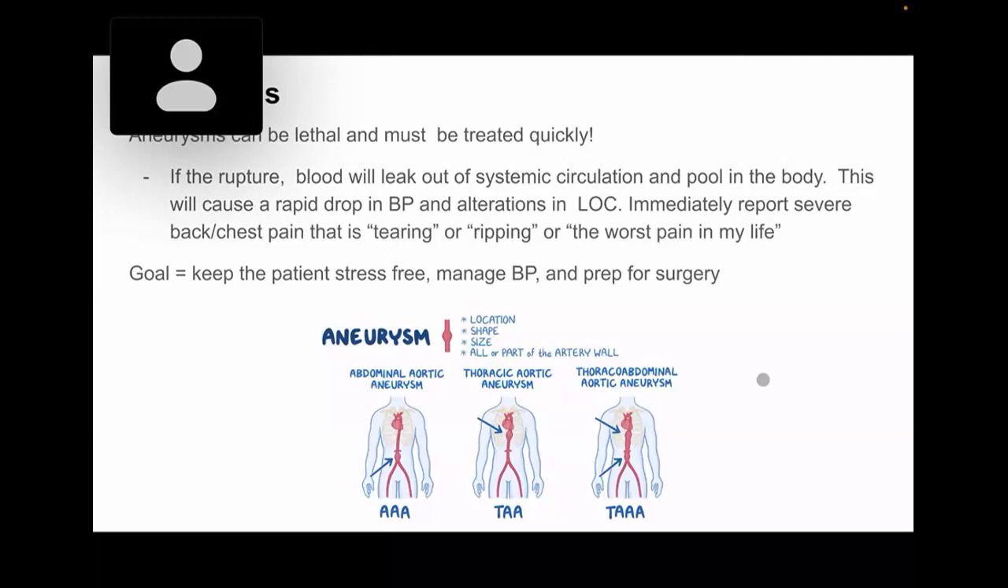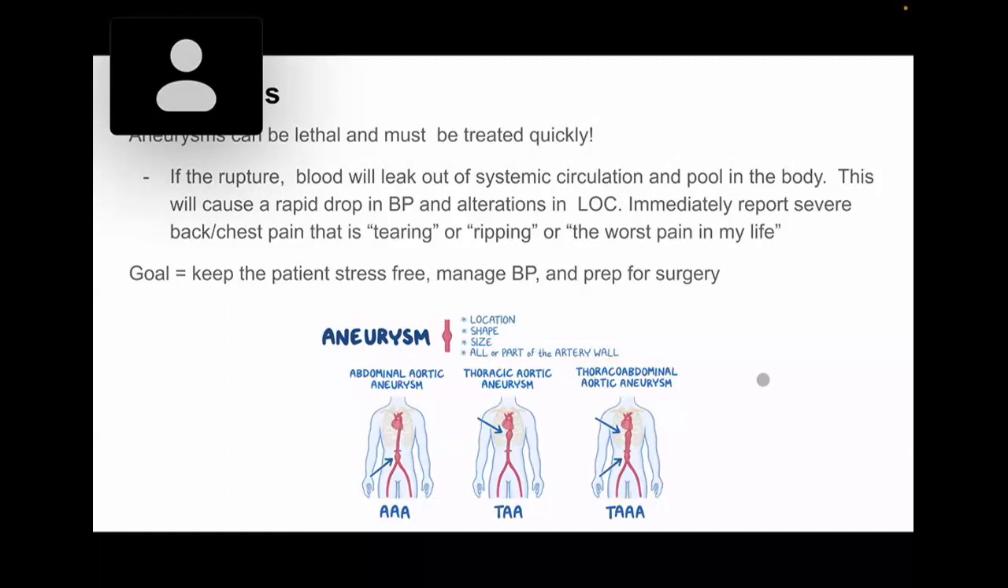Meaning, if your patient has a ruptured aneurysm, you're going to see a drastic drop in blood pressure. They were probably 140 over 90, and then they say, man, I'm having really, really bad pain right now, like ripping, tearing pain. And you check their blood pressure and it's now 70 over 30. The goal of care for these patients is going to be to keep them stress-free, manage their pain, and prep them for surgery really, really quickly.